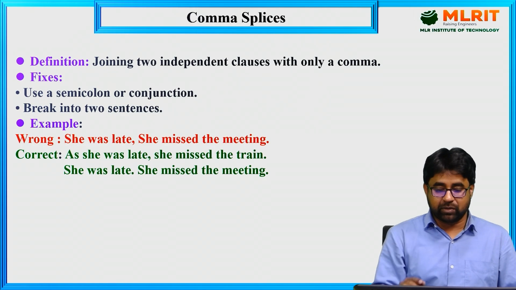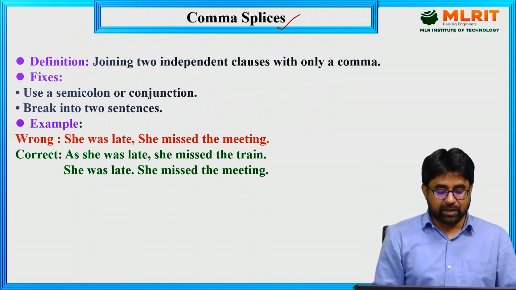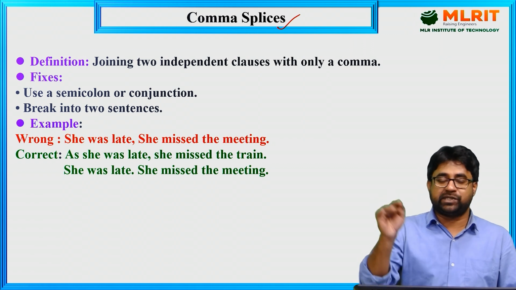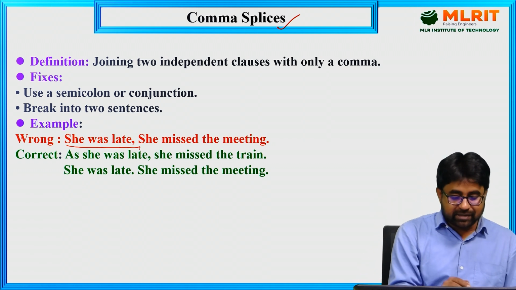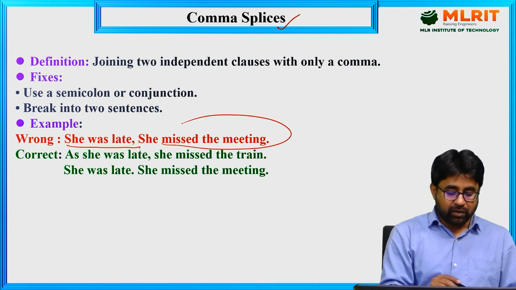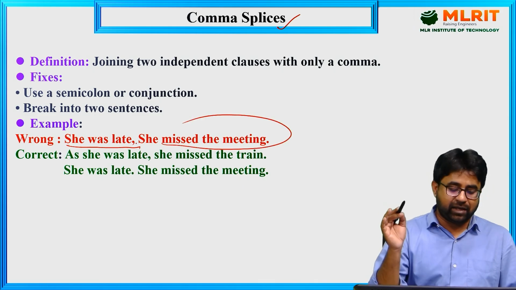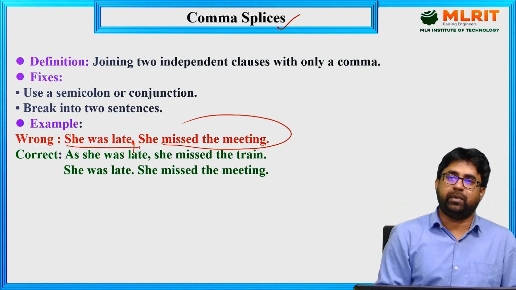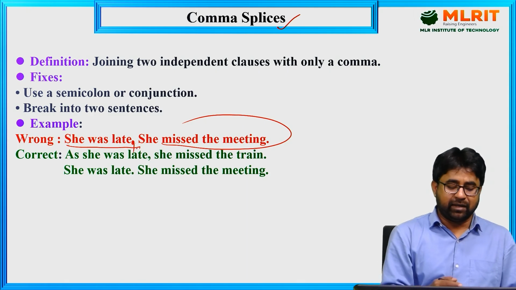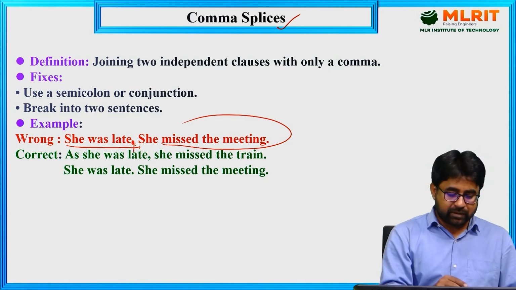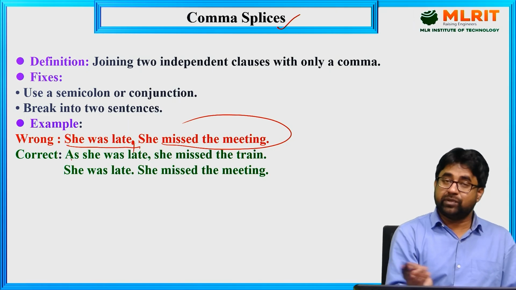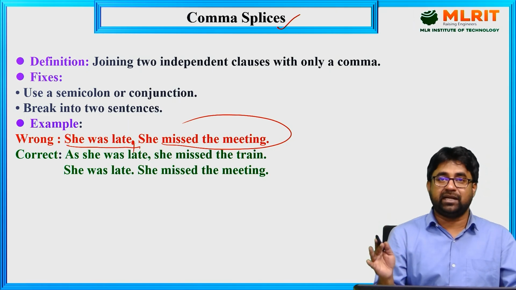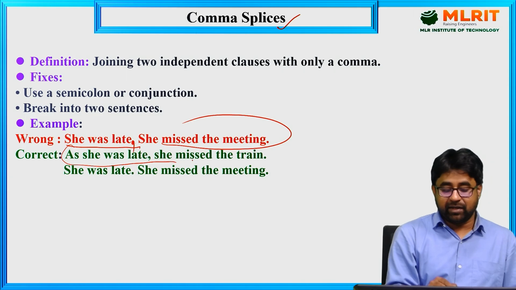Now let's go to the next one, comma splice. Sometimes what happens, we use a comma just to splice two different sentences. See the example directly. She was late, she missed the meeting. Because we will be writing in a hurry, we put the comma in between. But is it correct? You cannot put a comma. The comma is unnecessarily splicing the sentence. You have to write it by using a conjunction. Write it as one single sentence. As she was late, she missed the train.